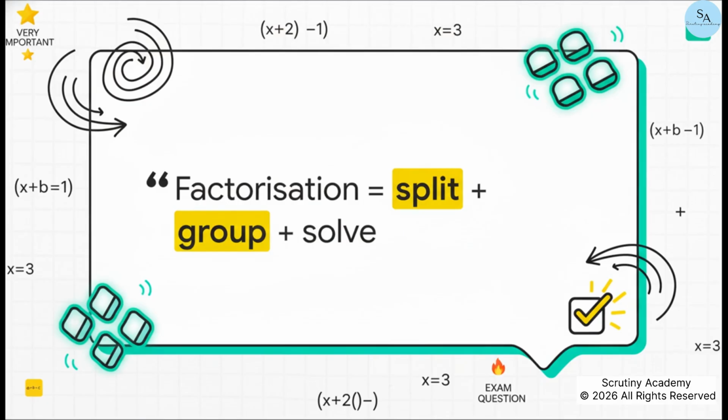So, if you remember just one thing from this whole explainer, let it be this golden line. Factorization is just split, group, and solve. That is the entire process in just 3 words. Once this method is perfect for you, you're guaranteed to get full marks.